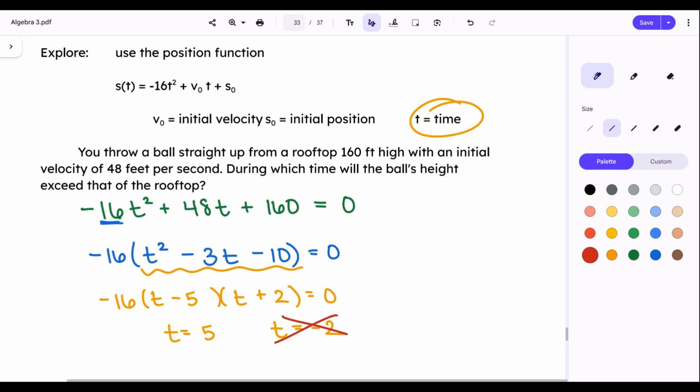So I think we're going to want to only use the 5, which means that this is going to take 5 seconds after the ball was thrown.